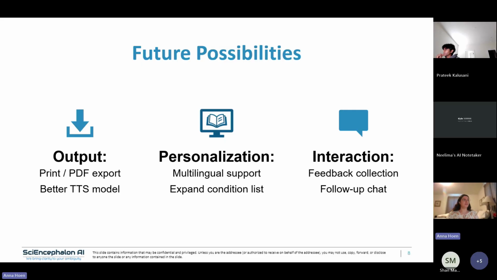And then for personalization, we can add multilingual support for users who don't speak English and need everything to be translated. And then we can also expand the conditions list, because right now I have an other option in addition to my 5 conditions, but that could be expanded. And then for user interaction, we could collect feedback to improve the future generated content, and we could also have a chatbot for follow-up questions a user may have after they read their explanations.